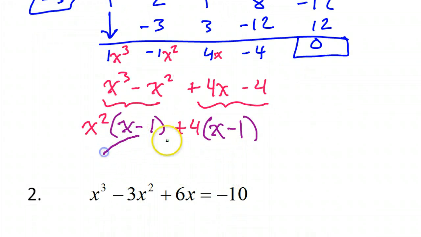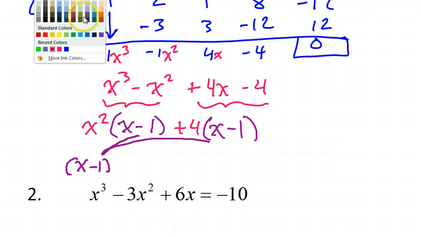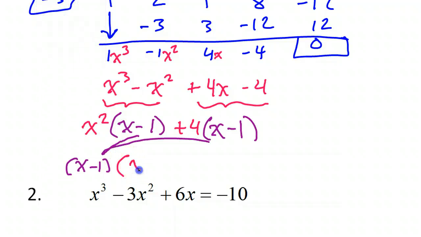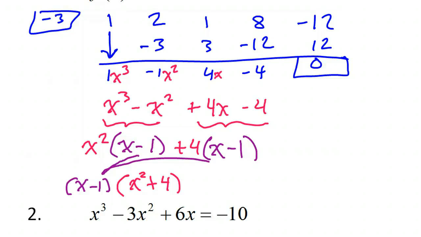So I could take this x minus 1 and factor that out. Put it out front. So I'll have x minus 1, and that's going to leave behind x squared plus 4. Now, please let us not forget the factor that we get from the zero of -3 that we got from the calculator. We need to bring that down. So this gives us a factor of x plus 3.